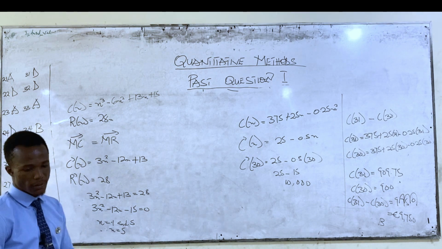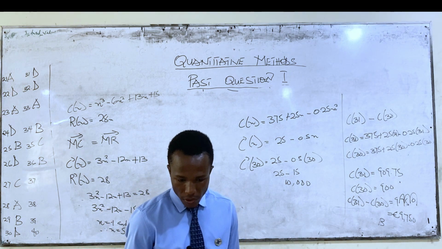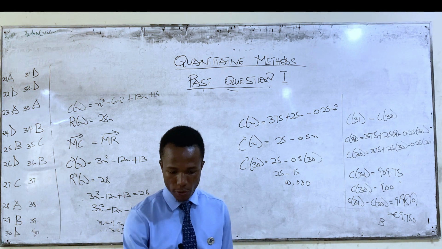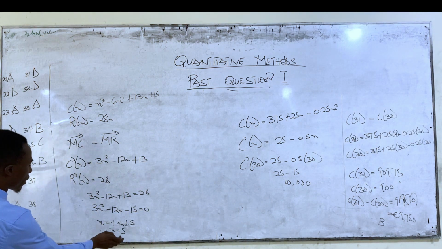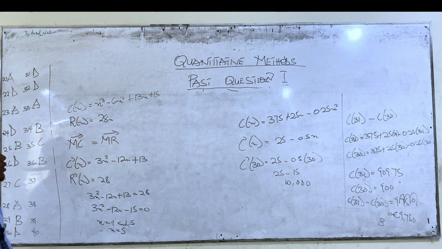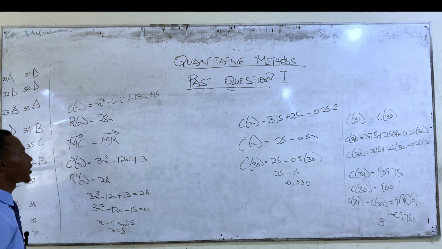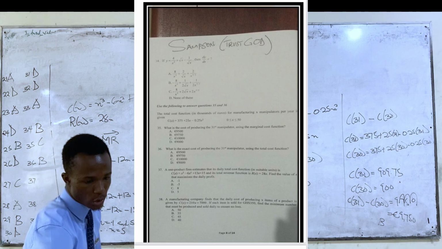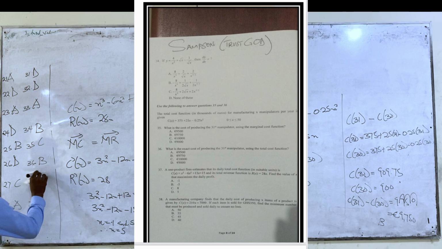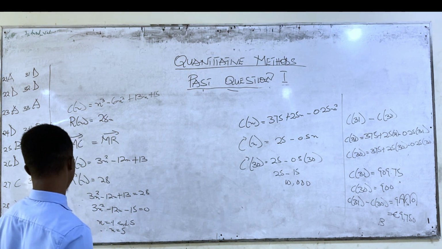The question says to find the value of x that maximizes the daily profits. So the value of x has to be 5 before the firm can maximize profits. And 5 is option D. Then can we move on to question 38?